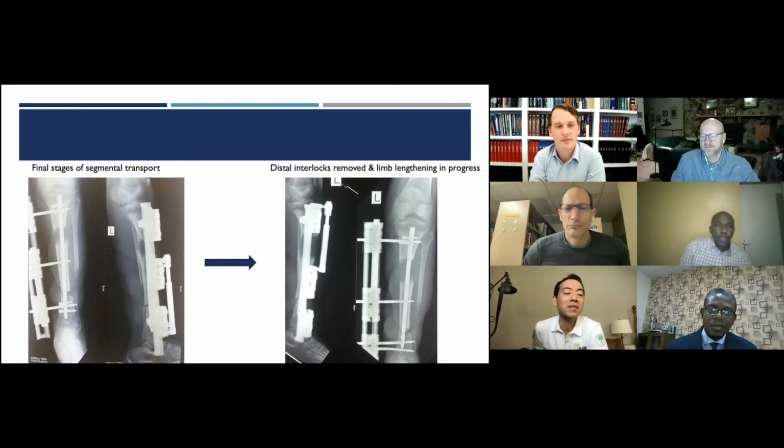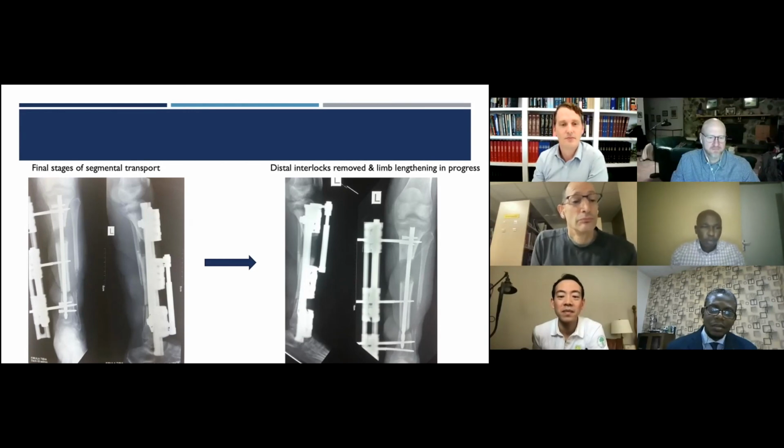So this is what we did. Did the segmental transport. As you can see, the X-rays on the left side, the segmental transport is coming to an end. And so we need to do the limb lengthening. And so the limb lengthening entailed removing the distal interlocking screws and then augmenting the distal segment with an extra pin. As you can see on the X-ray on the right side, the distal interlocks are out and the limb lengthening is in progress and the nail is beginning to telescope into the bone.